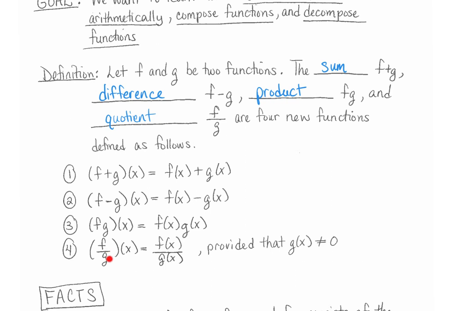And f over g of x equals f of x over g of x, provided that g of x doesn't equal 0, because we cannot divide by 0, right? Dividing by 0 is illegal here. So these are the rules of the game for right now.